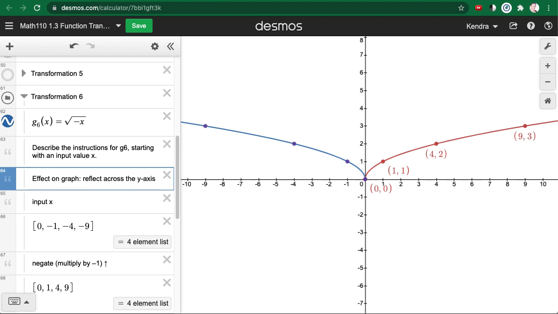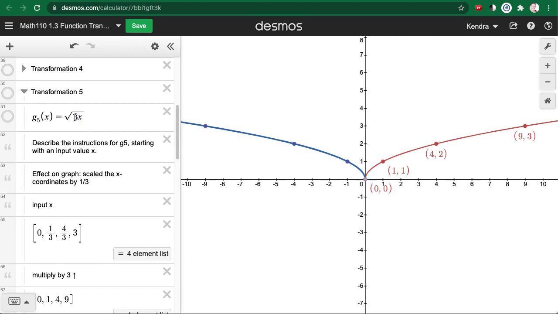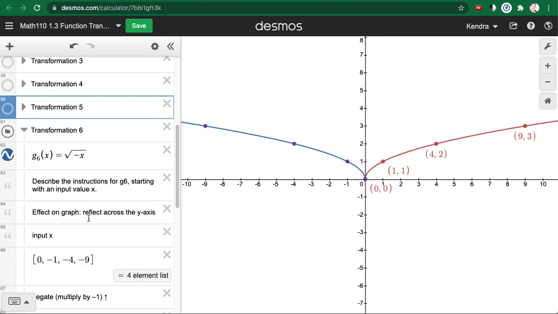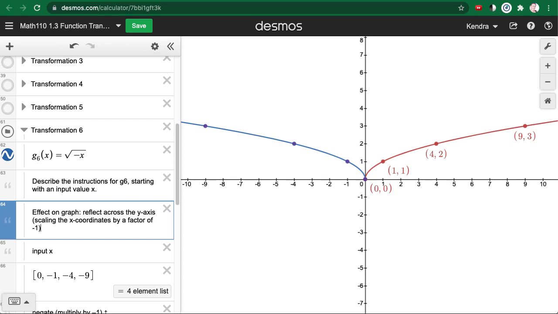But similarly to in the y-coordinates, this is multiplying by -1 in the same way that in transformation 5, I was multiplying my input by 3. So I could also see this as scaling the x-coordinates by a factor of -1. Okay.